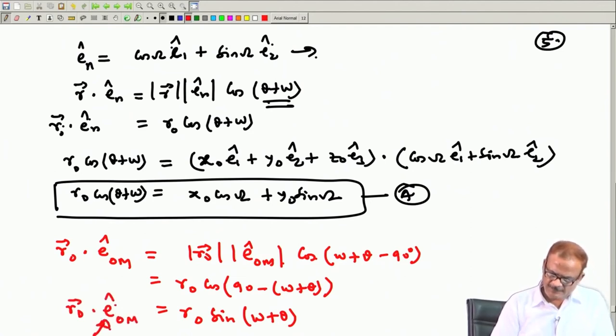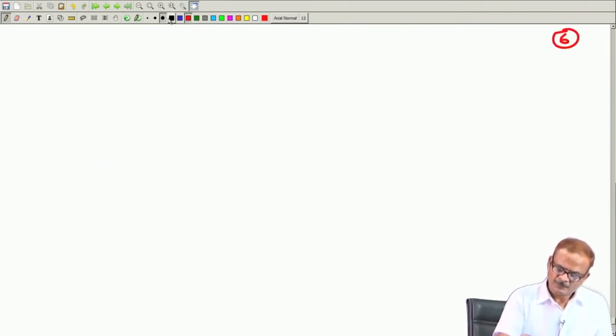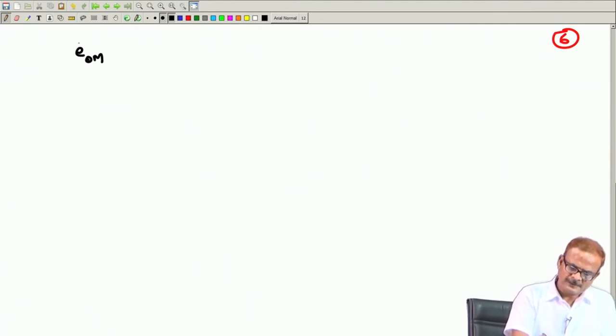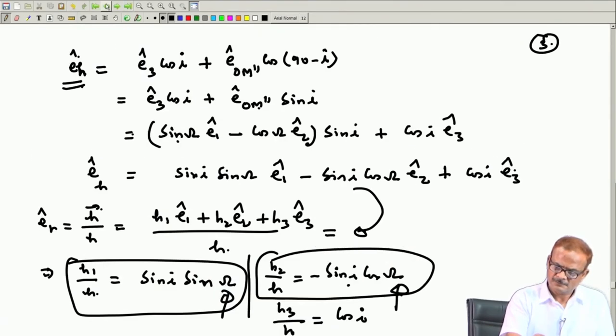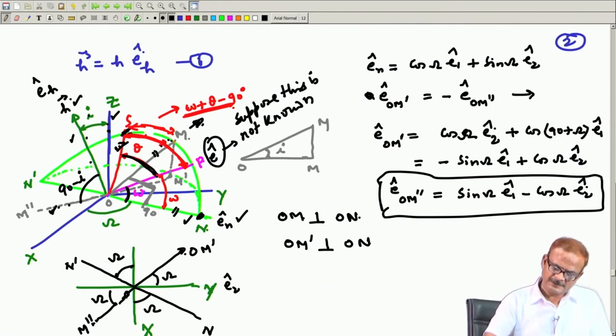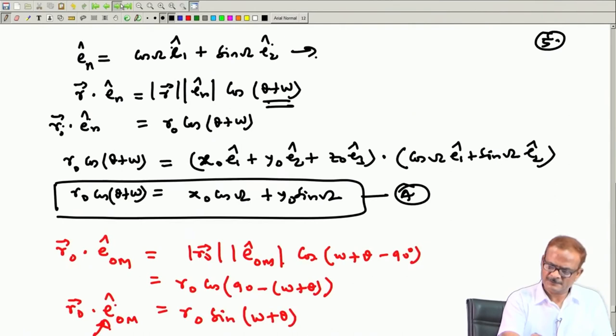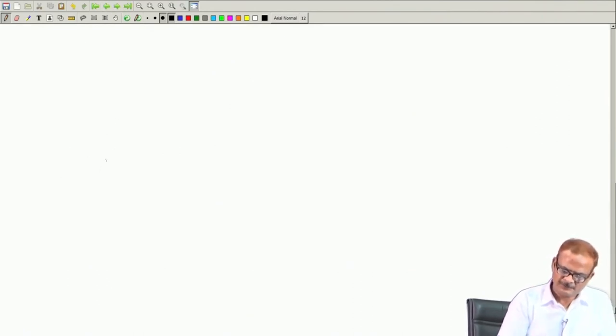So, we need to know this e o m cap. If we know this, then we will be able to work out this problem. So, we need to determine the e o m cap vector. Going back to this figure, along this direction this component will come from E 3 cap. I will draw this figure on the next page, without that it is becoming very complicated. Okay, I will draw the figure here.